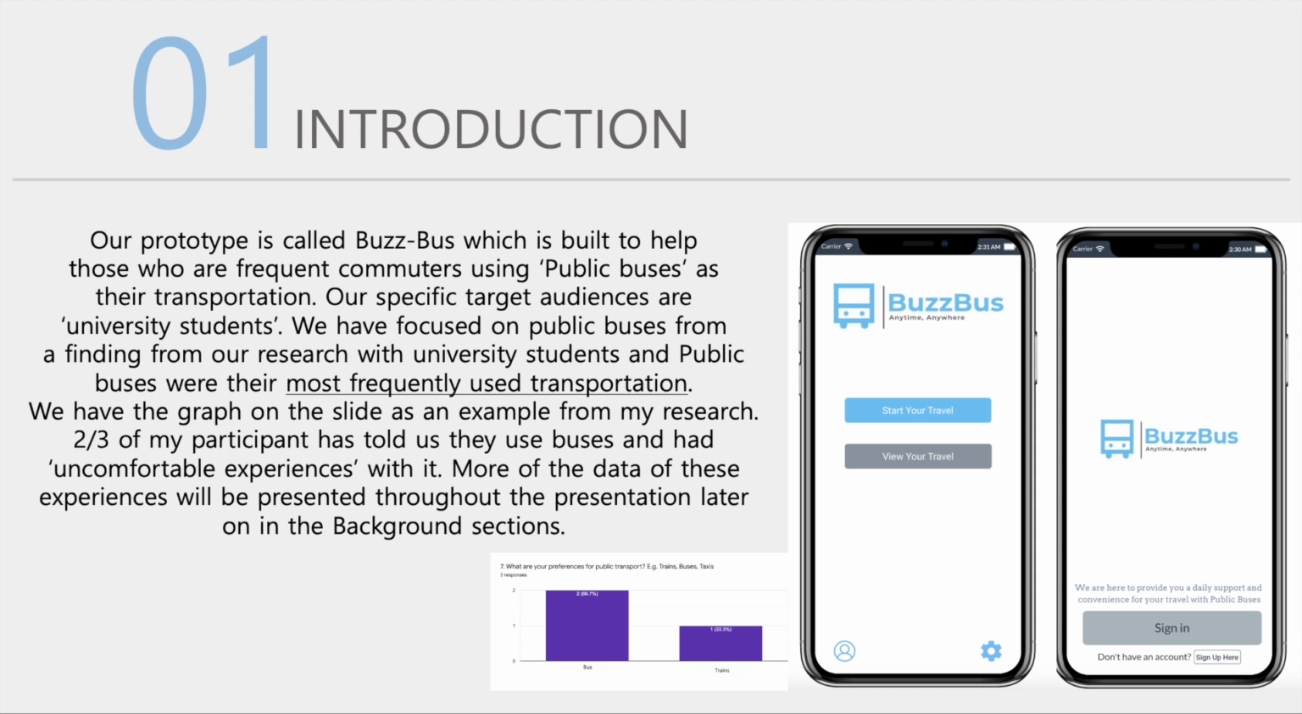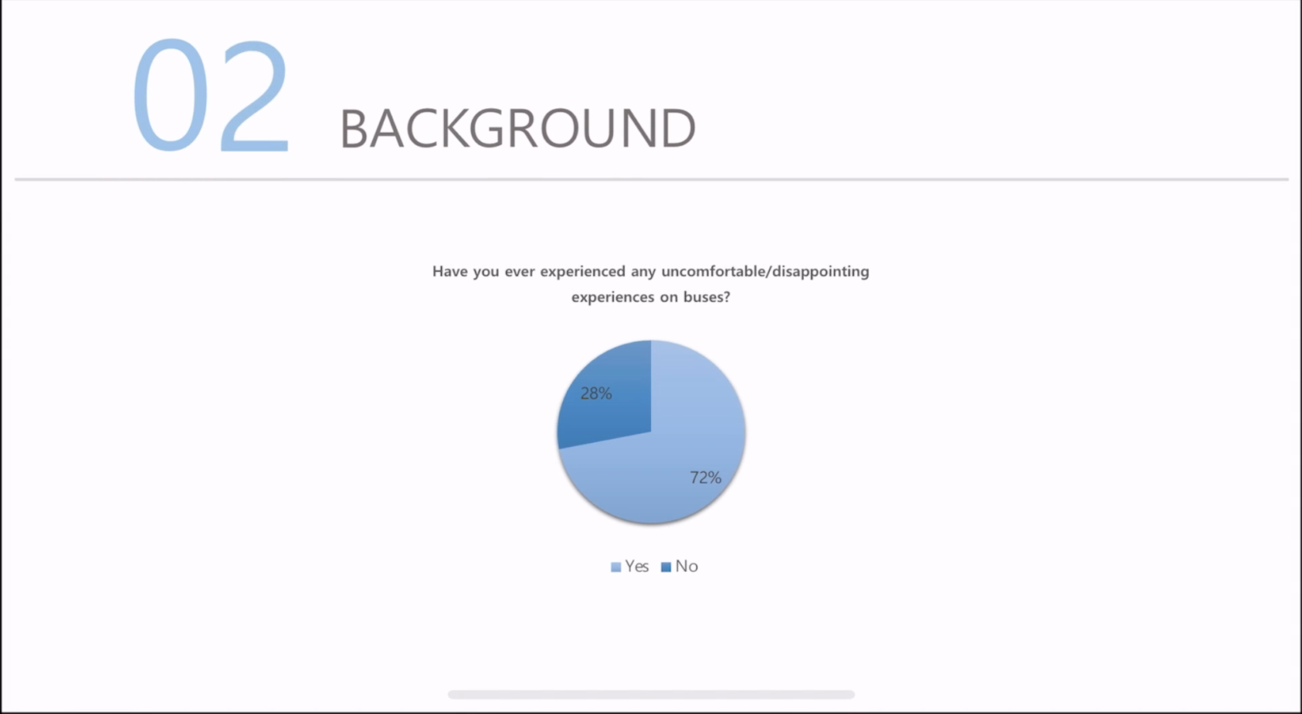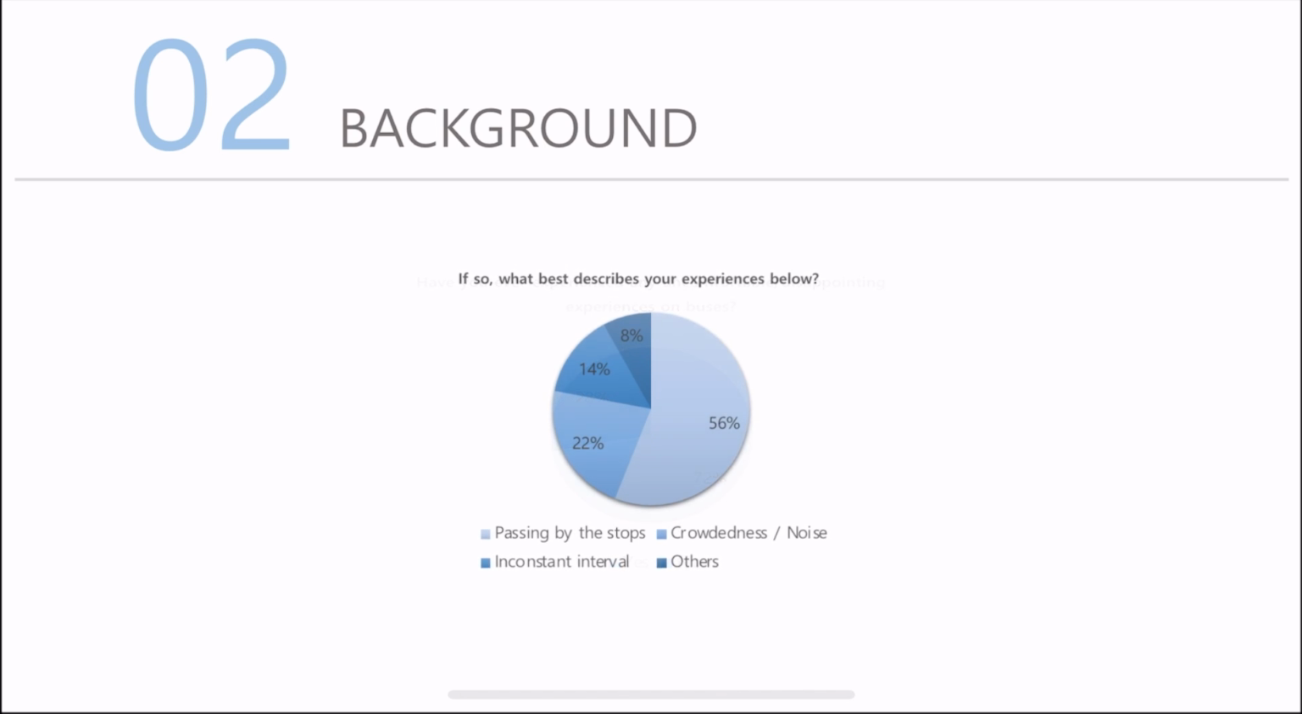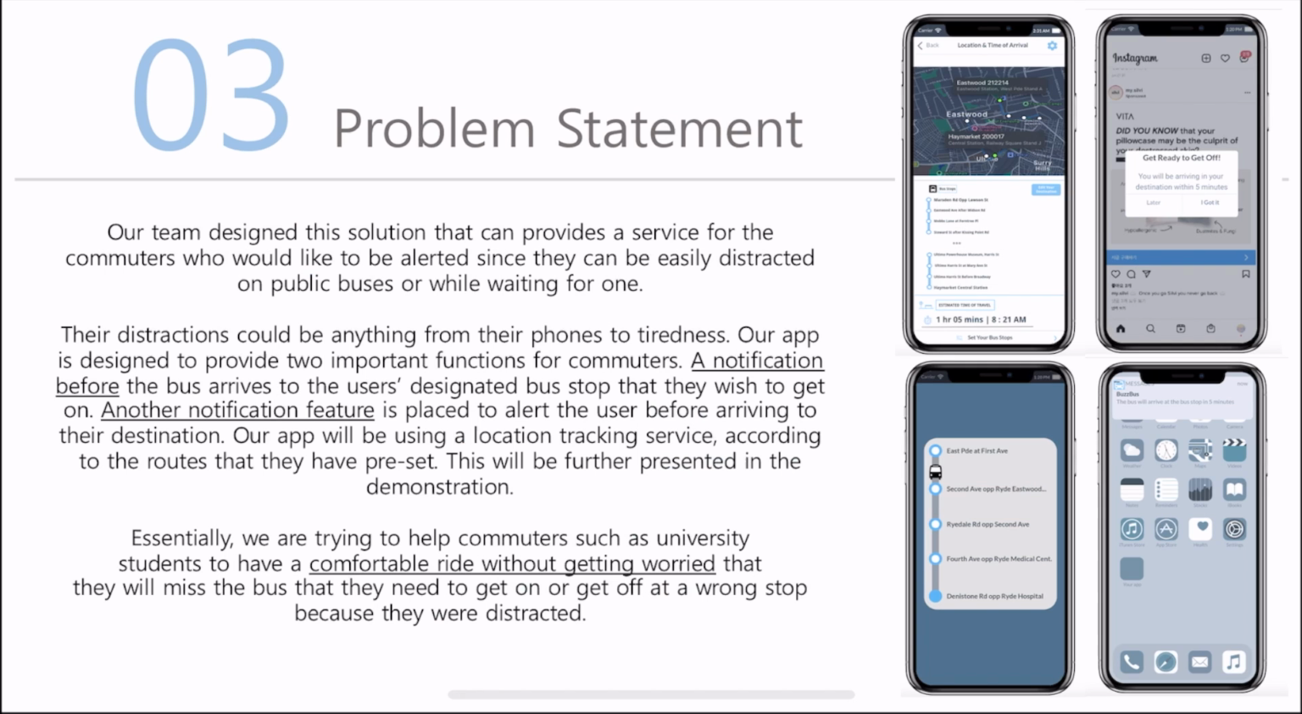A few of the participants told us that they had uncomfortable experiences on buses. As you can see, 72% responded that they have felt uncomfortable on buses, and 56% experienced this due to missing their bus stop, which led to our focus on helping to solve this problem. Now I'll be focusing on our prototype's problem statement and how our application can support it.